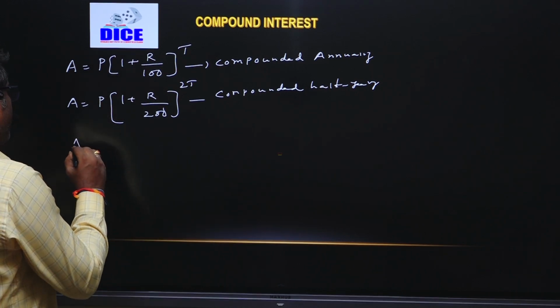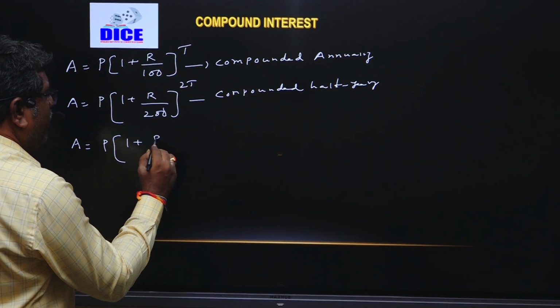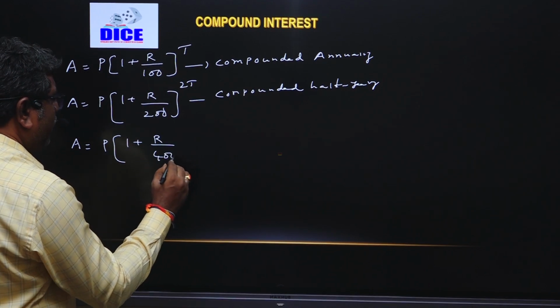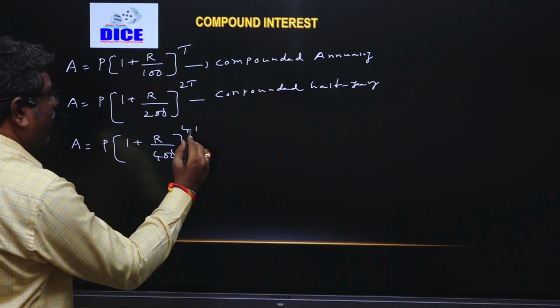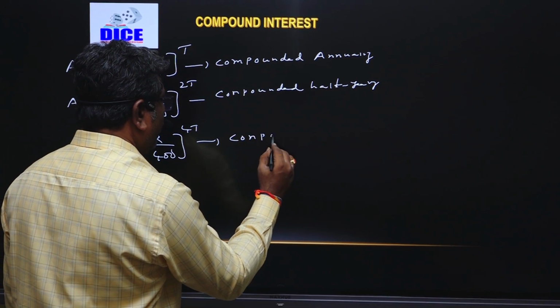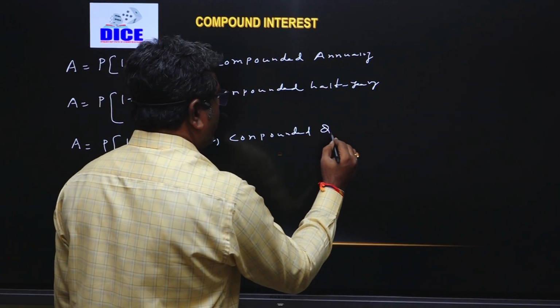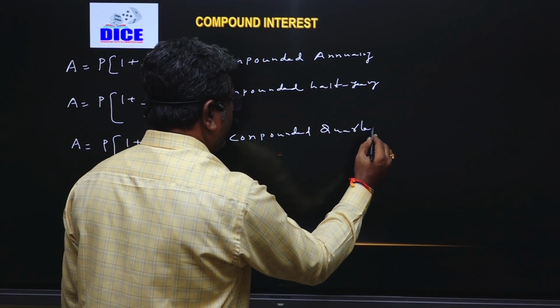Last one, amount A is equal to P into 1 plus R by 400 whole to the power of 4T. This will be compounded quarterly, every 3 months. If we want to find the interest compounded quarterly, every 3 months, we can use this formula.